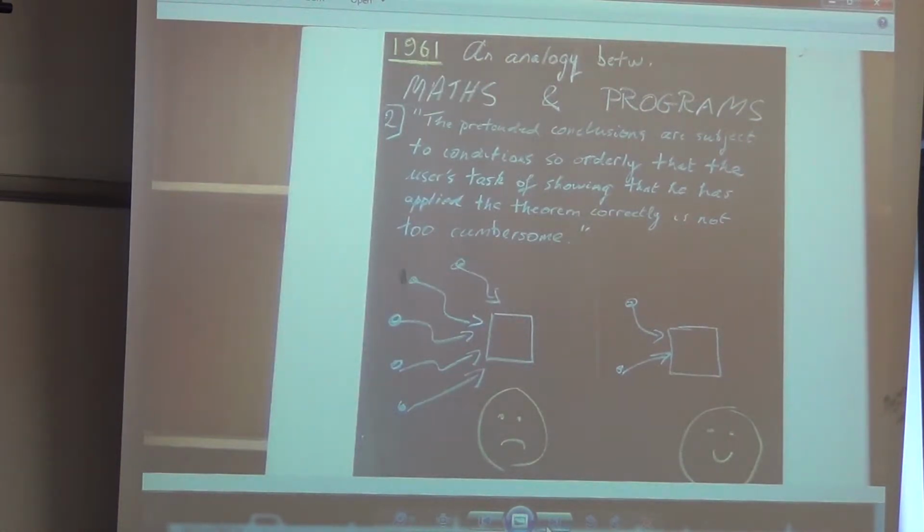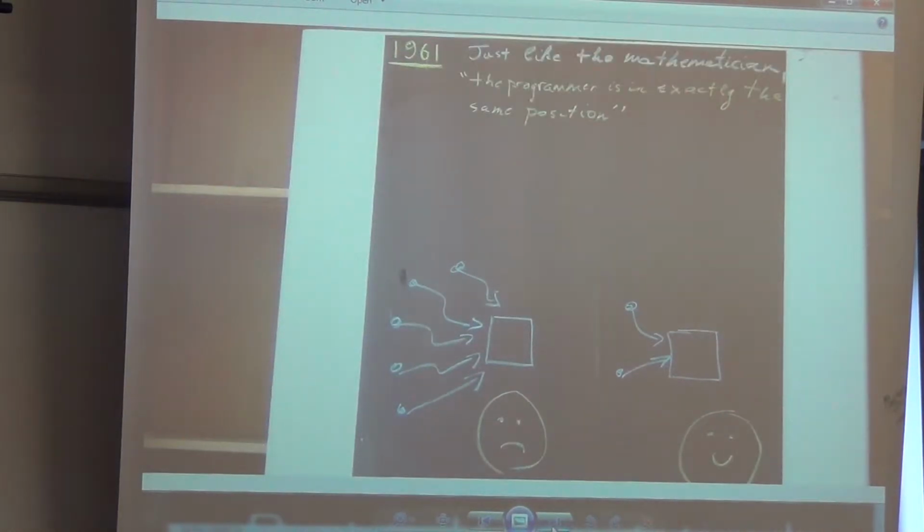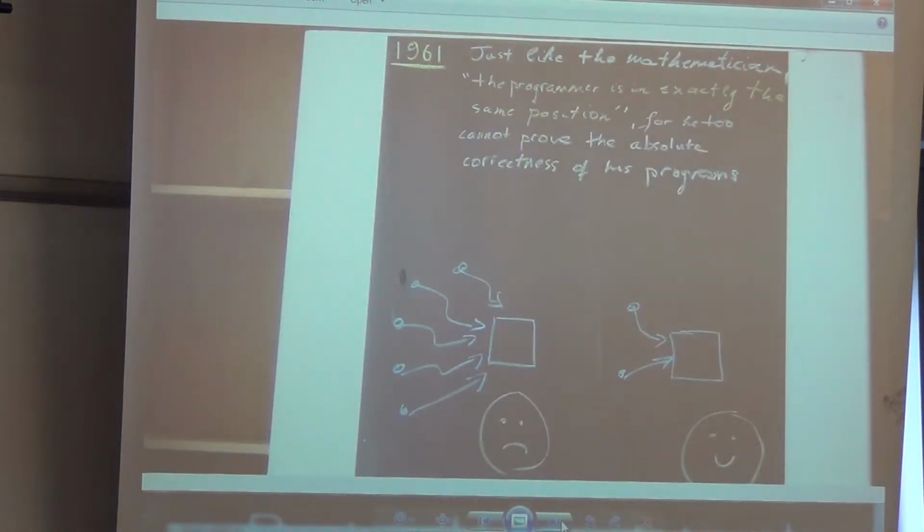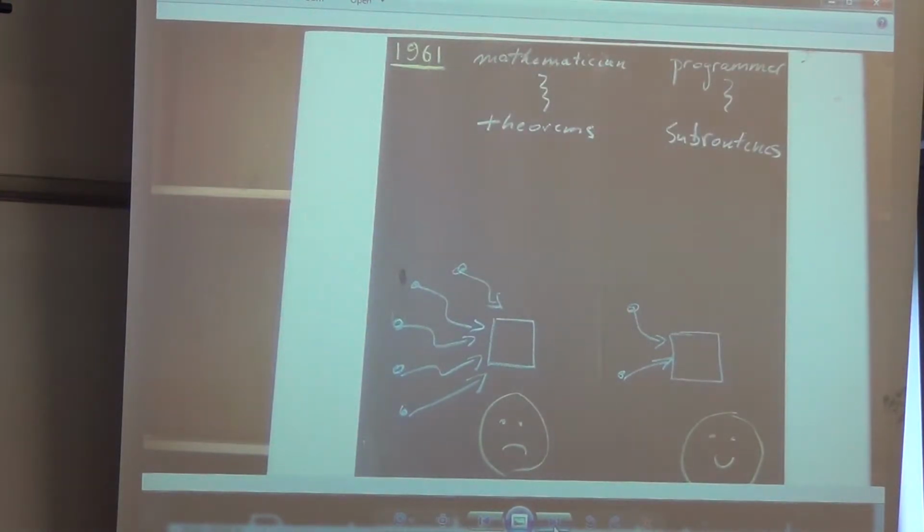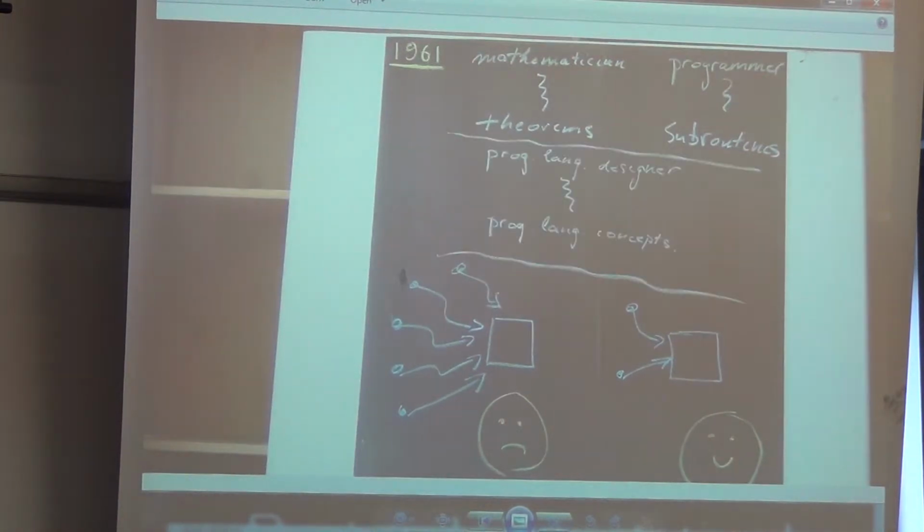This is something you see throughout his whole career, going for generality. That means a minimum number of case distinctions. And now, this is still in 1961, so far he has been reasoning as a mathematician, talking about mathematical theorems. Now he's going to use the analogy and reason about programs by means of the analogy. And he says, just like the mathematician, the programmer is in exactly the same position, for he too cannot prove the absolute correctness of his programs. The mathematician has theorems, the programmer has subroutines, and the programming language designer has programming language concepts.